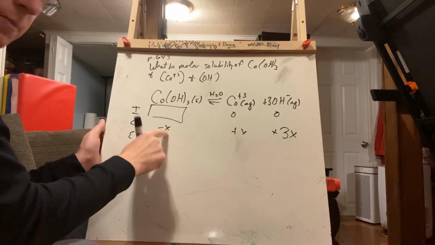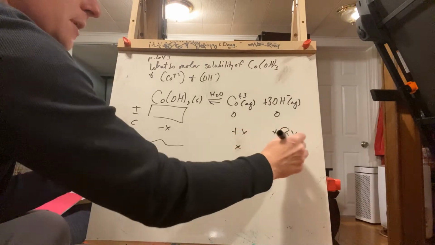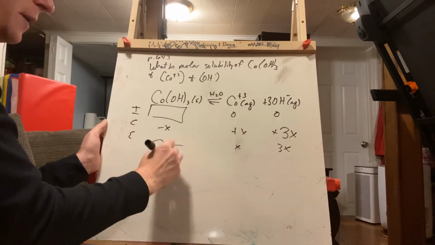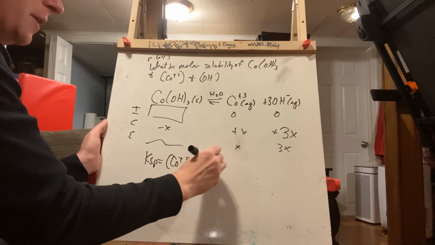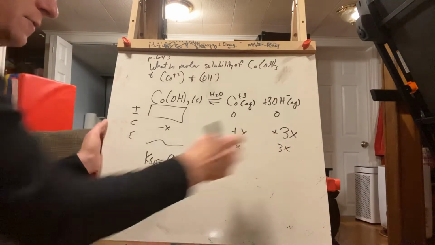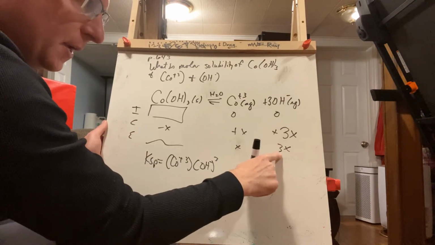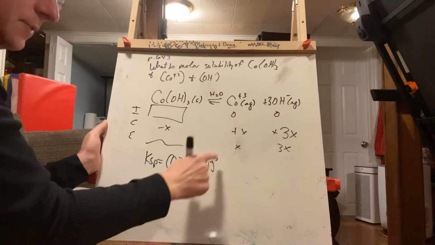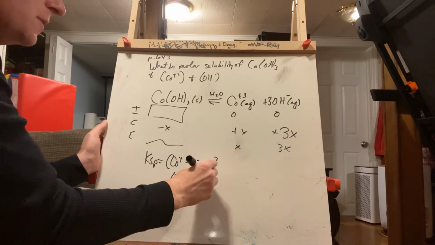Just note, molar solubility is over here, so we don't really care about x and 3x. Your Ksp expression would be Co3+ times OH minus cubed. When you throw these values in, be really careful. Most people forget at one point or another to put that 3 in there. It's going to be (3x) cubed, so it's x times (3x) cubed.